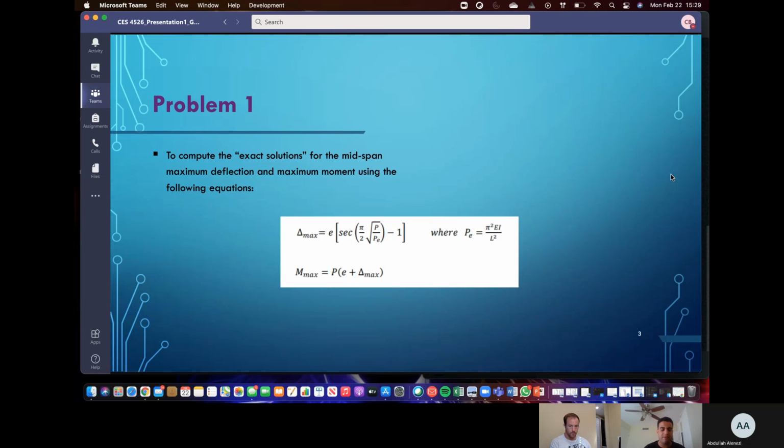So the first problem consists of computing the exact solution for the maximum deflection and maximum moment using the following equations, since the structure has a nonlinear deformation.